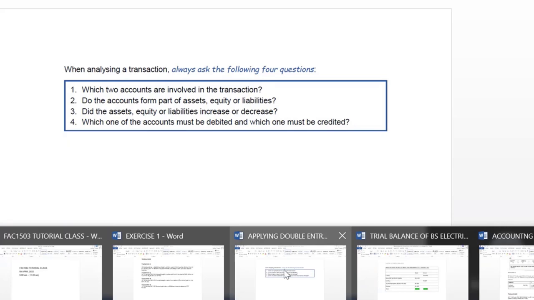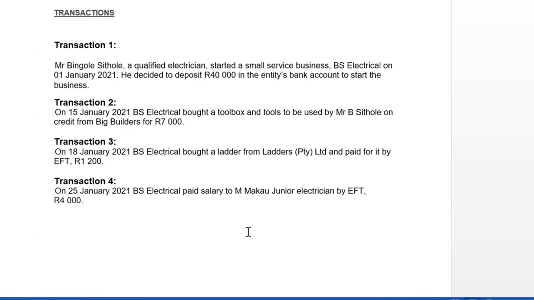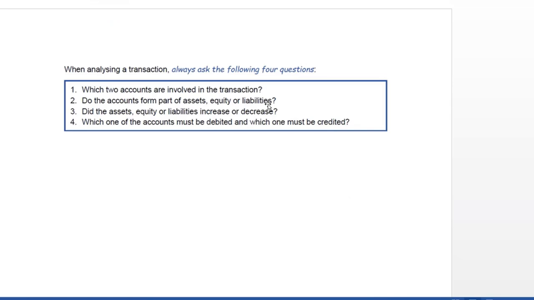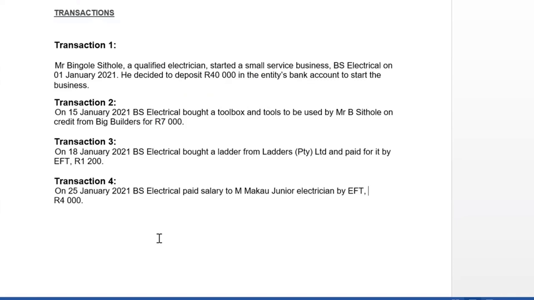Transaction number two. Let me just read that one out. On the 15th of January, BS Electrical bought a toolbox and tools to be used by BC Tole on credit. So these toolbox and tools are assets. They were bought on credit for 7,000.